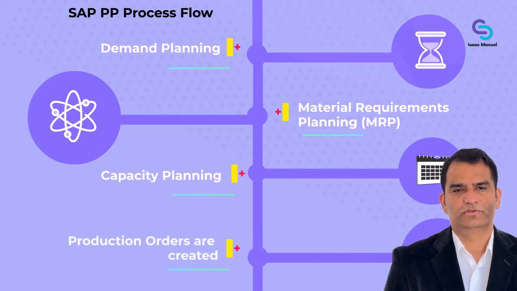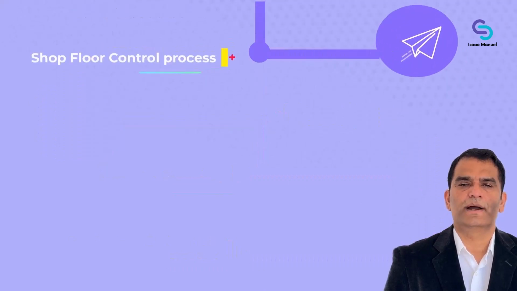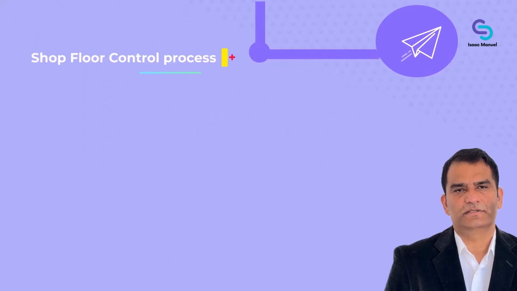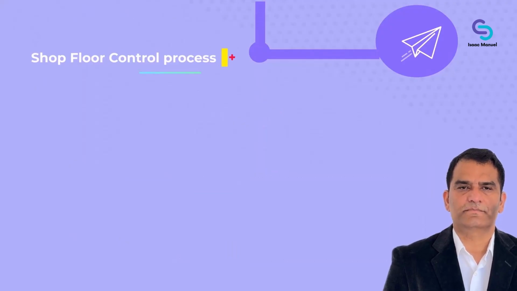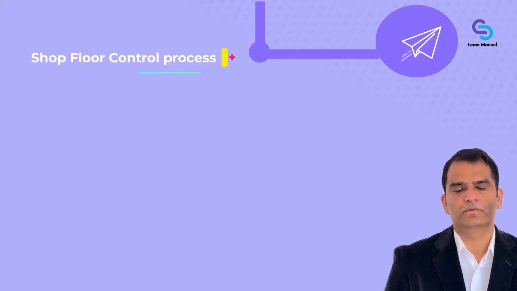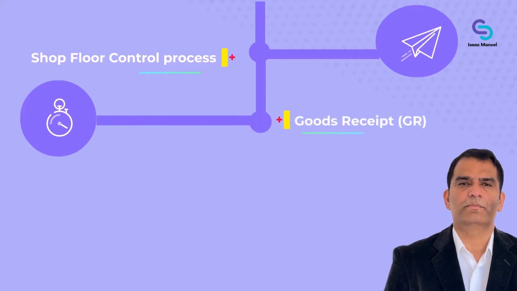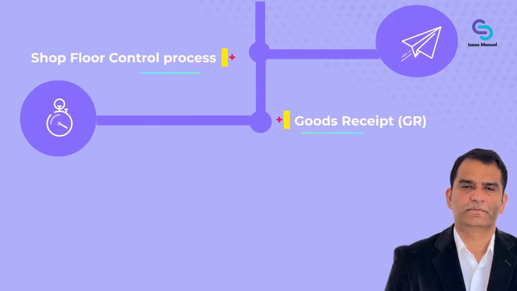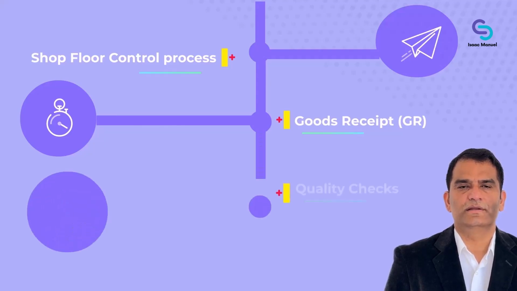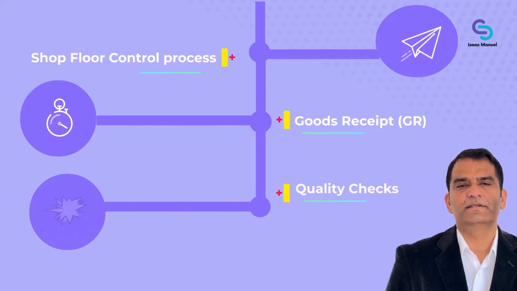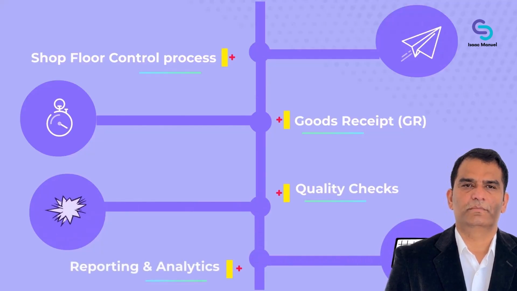Once materials and resources are confirmed, production orders are issued. Shop floor control manages actual production activities, tracking progress in real time. After production is completed, goods receipt is recorded in SAP to update the system with the finished goods inventory. At this stage, the system also performs quality checks to ensure that the products meet the required standards. After production completion, reporting and analytics provide essential insights into efficiency, resource utilization, and material consumption, guiding improvements in future cycles.